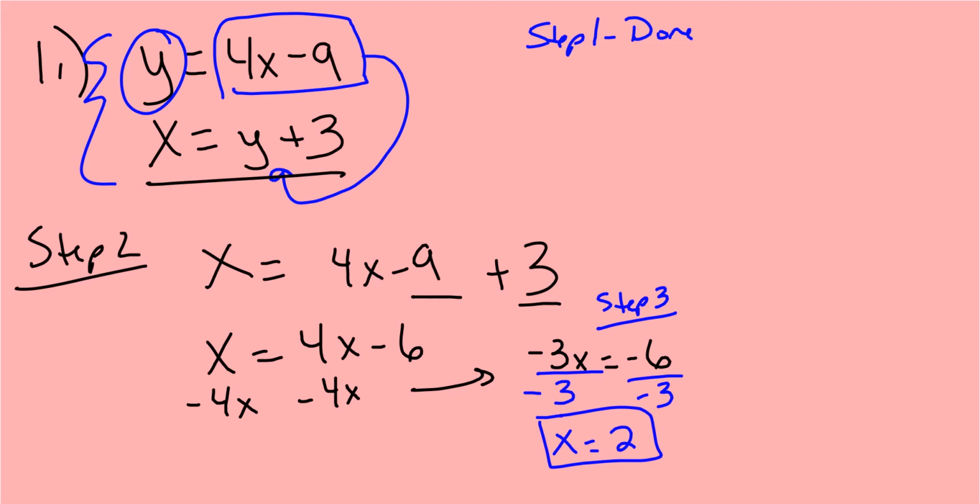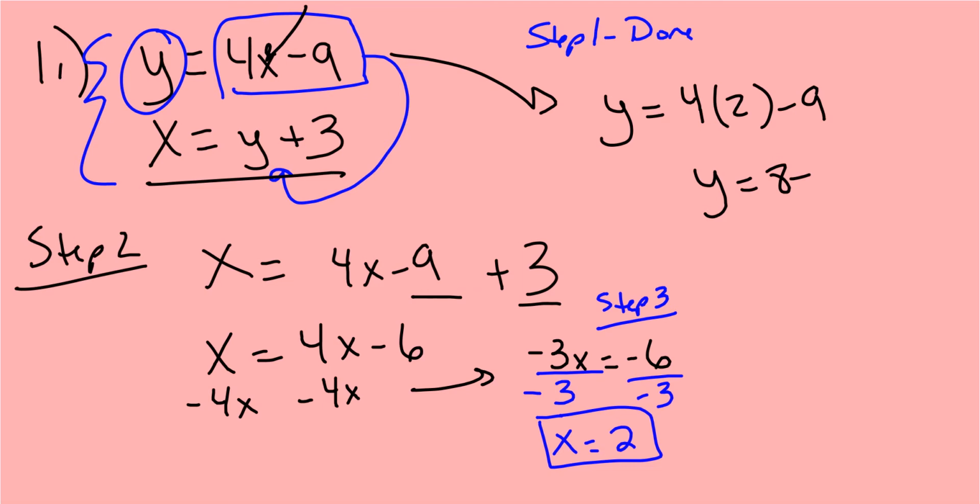I take that number answer and plug it into the original. I can plug it into either one, but I think it's a little bit easier if I plug it into that x right there. So I'm going to say y equals 4 instead of x, I'm going to put 2, minus 9. y equals 8 minus 9. So y equals negative 1.